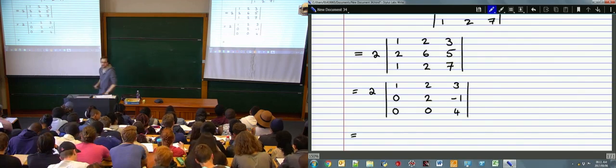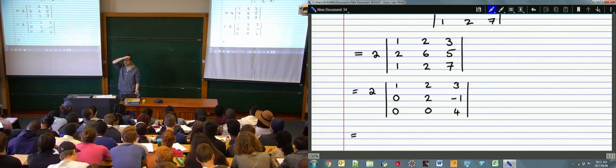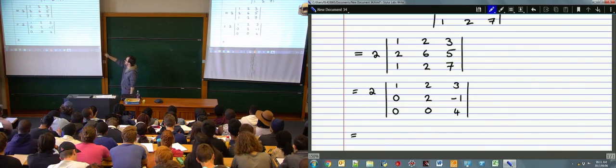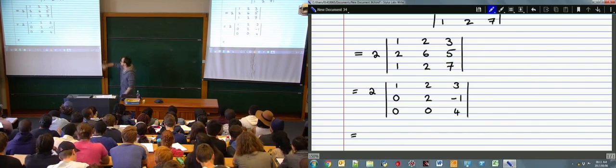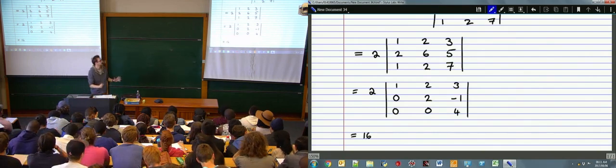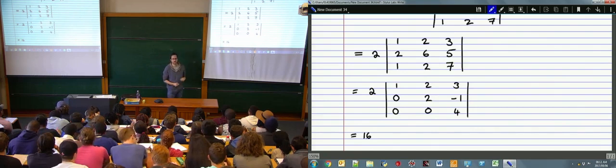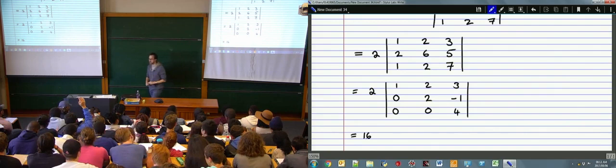And this is now an upper triangular matrix. So the determinant of that matrix is simply the product of everything on the diagonal. So 4 times 2 times 1 is just 8. And then there's a 2 outside. 8 times 2 is 16. And we're done. Right? This happened to be a very quick example. We only had to do really one step of Gauss reduction. And then you immediately get this very nice matrix.